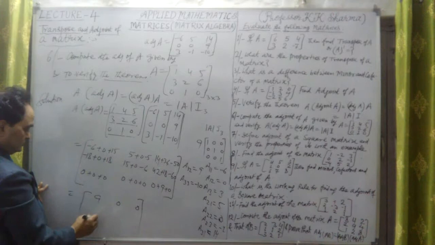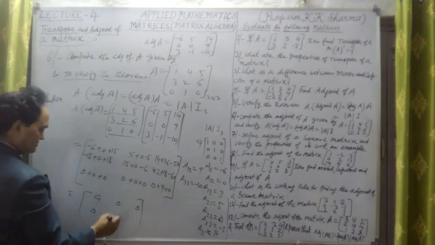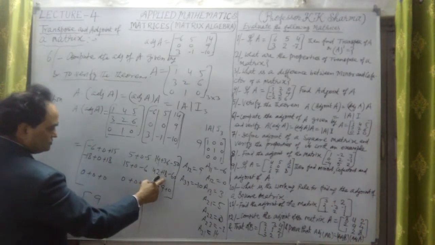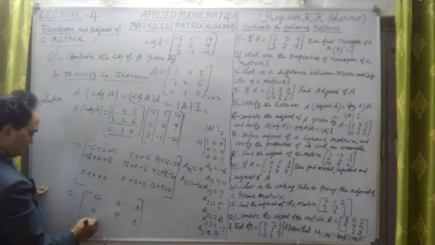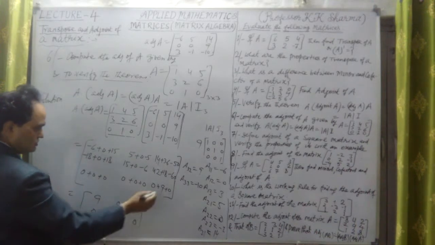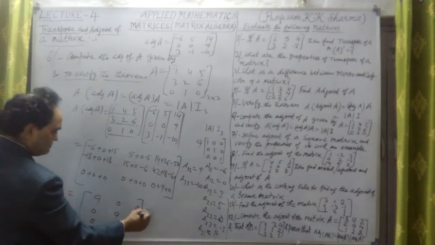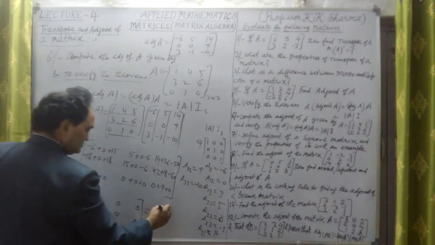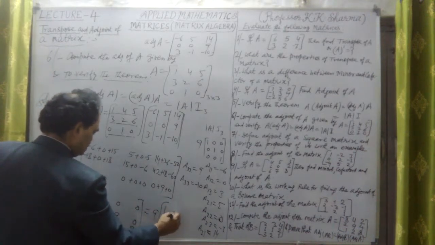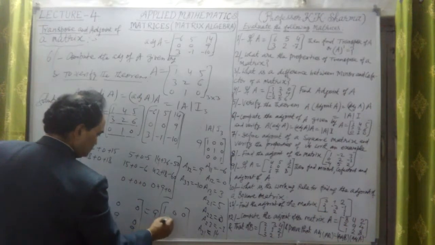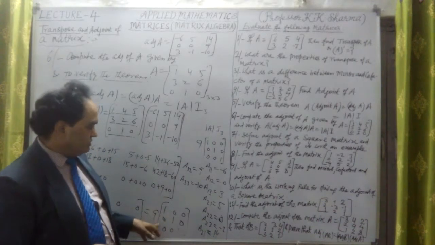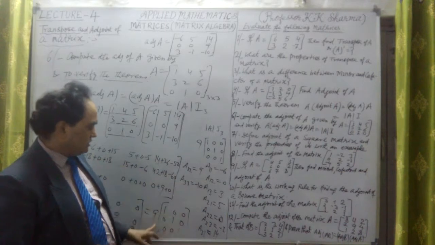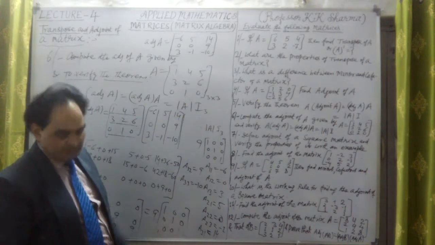18 minus 18 plus 18, 0. 15 minus 6 is 9. 42 plus 18 is 60, minus 60, 0. It is 0, plus 0 plus 0, 0, and it is 9 only. Same value, 9. If I take it common, it will be the identity matrix 1, 0, 0, 0, 1, 0, 0, 0, 1 into the determinant value of A, because the determinant value of A is 9. So 9 into this same value, the right hand side is obtained.